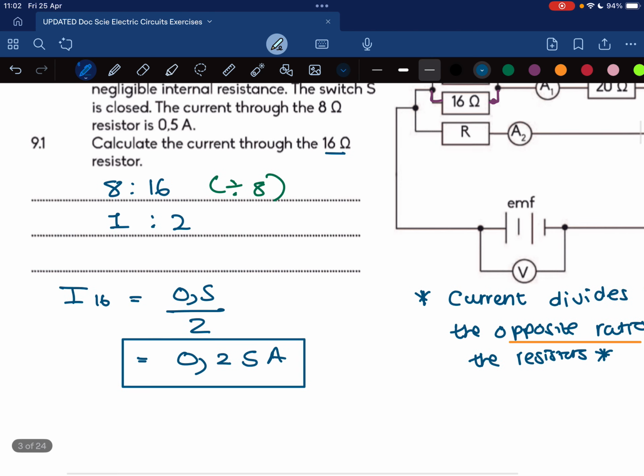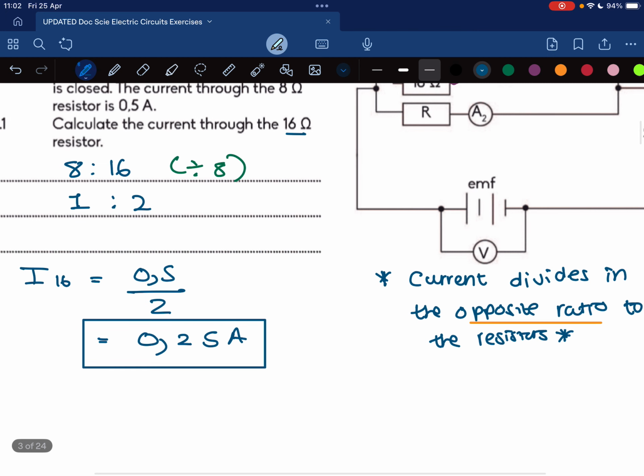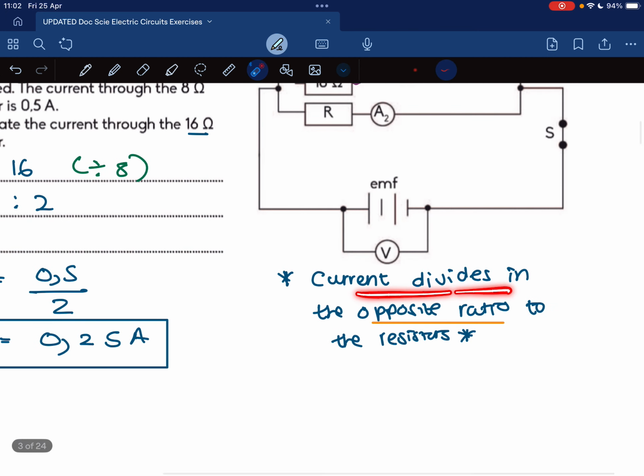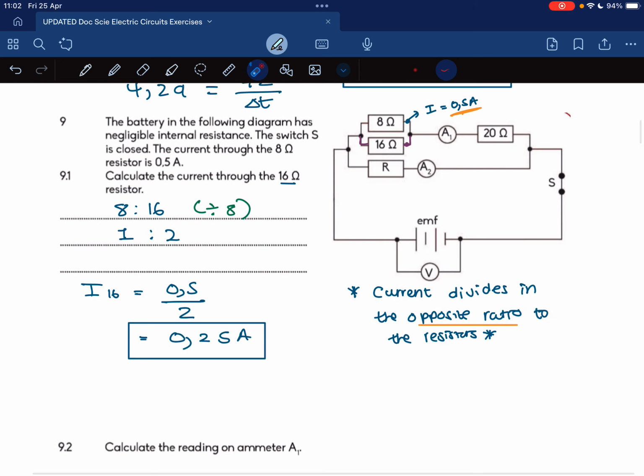Okay, so just remember that if you can find the ratio for current, then just remember that current divides in the opposite ratio to the resistance. Because remember, resistance and current are inversely proportional to one another. Okay, and if you think about that, it makes sense. The more the resistance, the slower the current is going to flow.